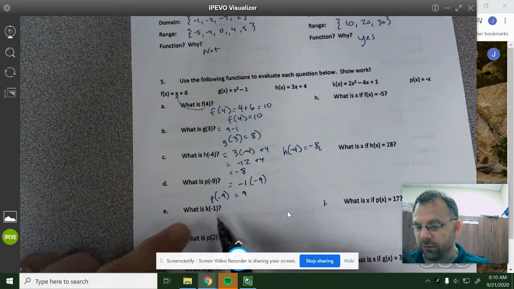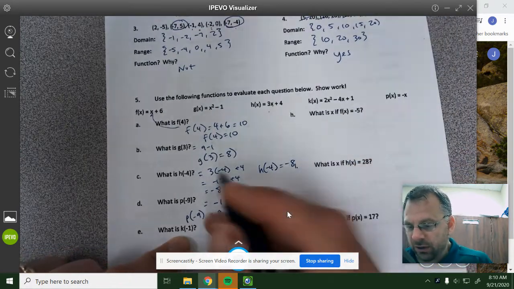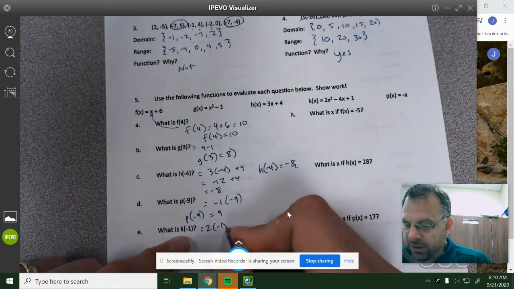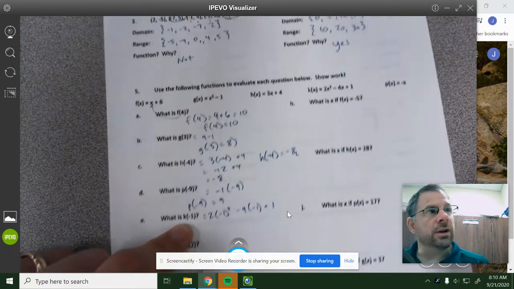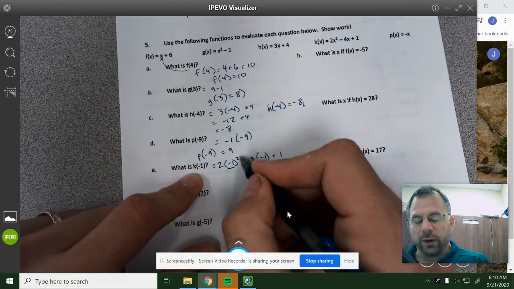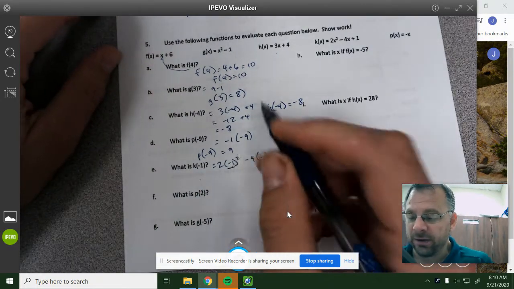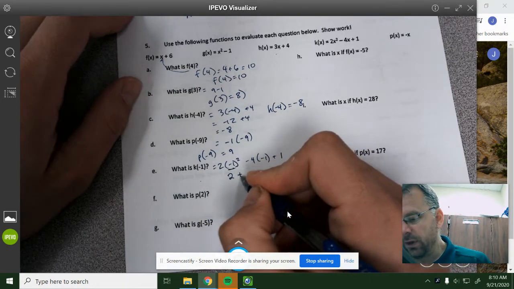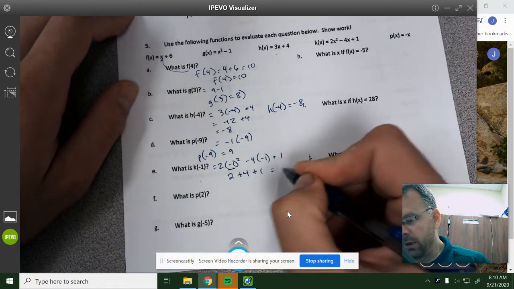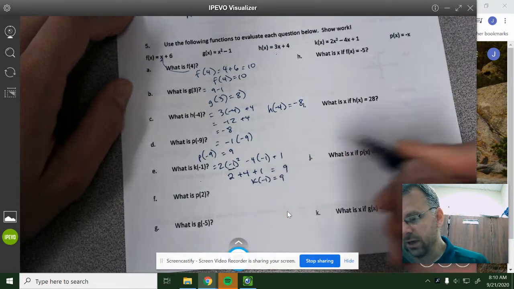K of negative 1, I'm going to plug in negative 1 into the k function, which is here. So that's 2 times negative 1 squared minus 4 times negative 1 plus 1. Now I know negative 1 squared, my calculator will tell me differently, but I know a negative times a negative is a positive. So that's 1 times 2 is 2. 4 times 1 is 4. There we go. So that is 9. So k of negative 1 equals 9.